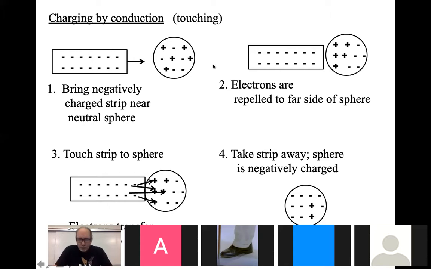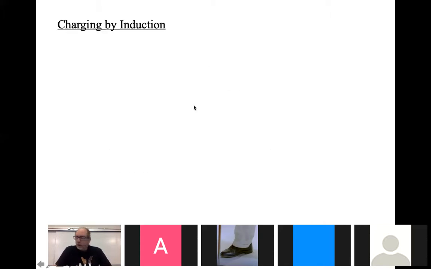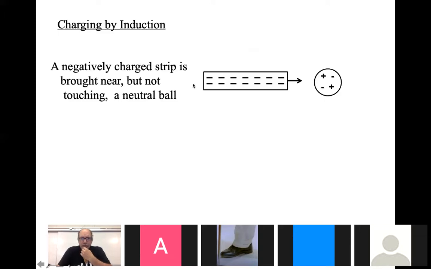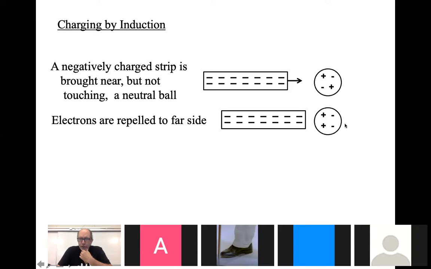There's another way to charge, and that's called charging by induction. The root word of induction is induce, and that means to force to happen. So charging by induction is when we force charges to move around. For example, let's say we bring a negatively charged strip near a neutral ball, near but not touching a neutral ball. As before, the electrons on the ball will be repelled to the far side.